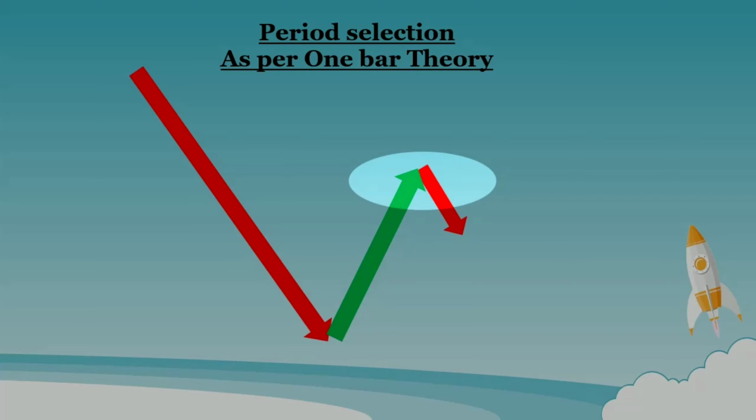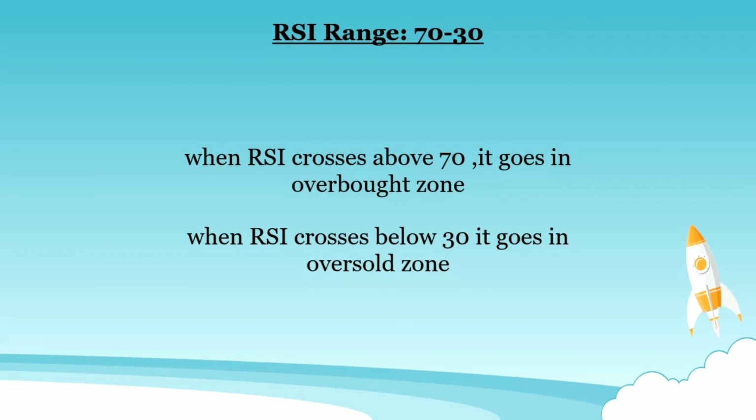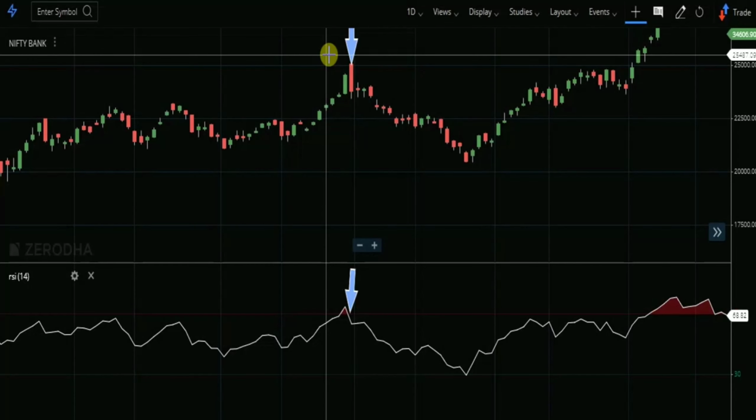Now let's discuss the range. Now we can use range in 4 different ways. So first range is 70-30. Now when RSI crosses above 70, it goes in the overbought zone. This is the default RSI range, and when RSI crosses below 30, it goes in the oversold zone. Let's see an example of this range.